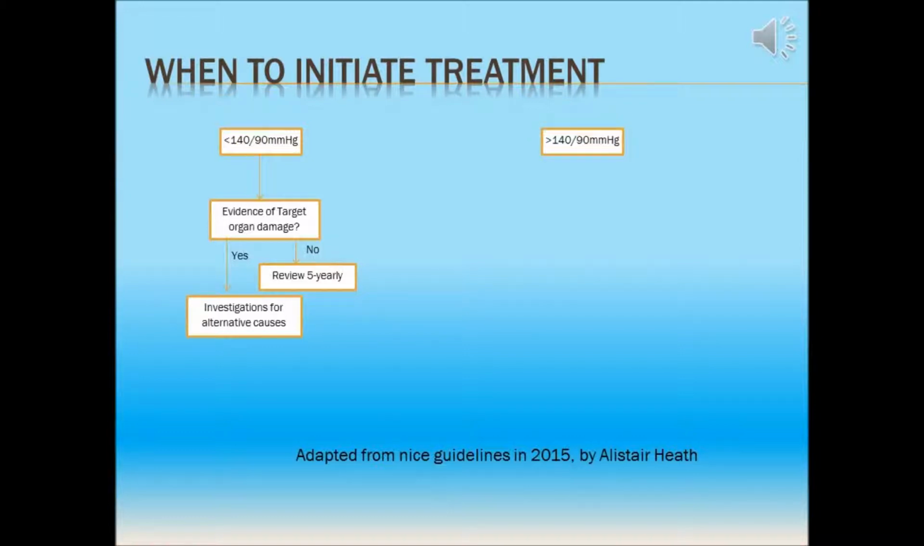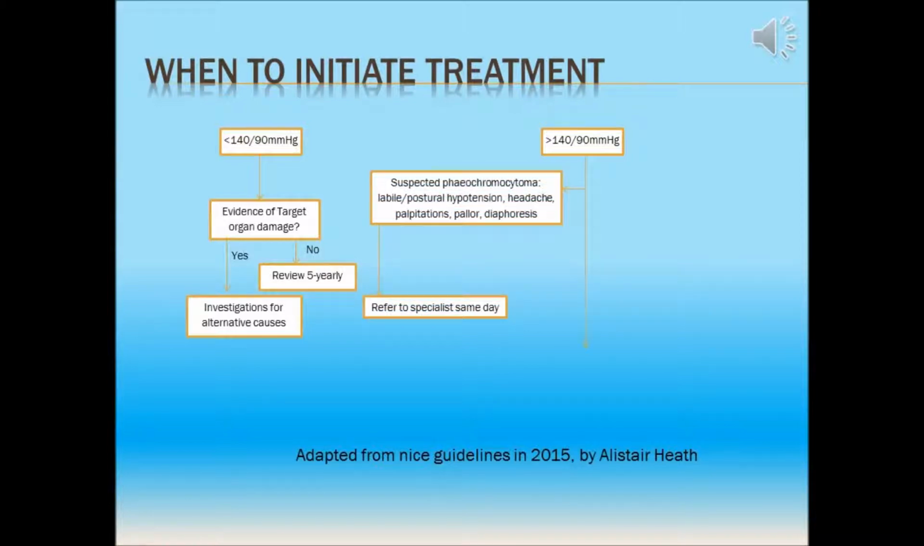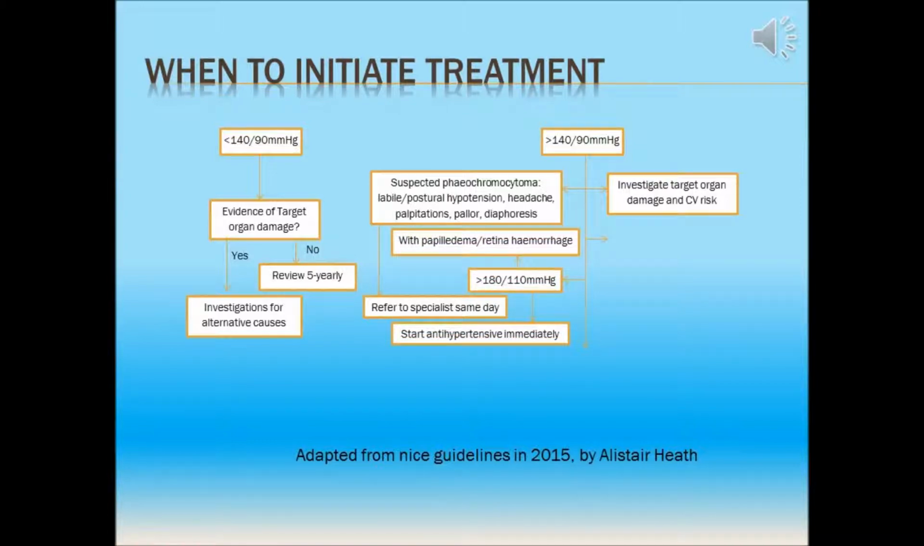When a patient walks in and their clinical reading is above 140/90, there are a lot more things you need to think about. For example, do they have a pheochromocytoma? You would need to refer these to a specialist the same day if this is something you suspect. Do these people have evidence of target organ damage, and you need to assess their cardiovascular risk? Do they have severe hypertension? If so, you need to start antihypertensive treatment immediately. You will also need to check the retina of these patients for any signs of damage.